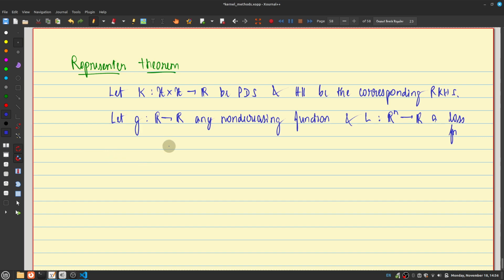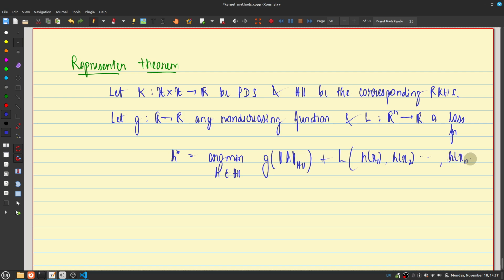So if I have an optimization problem which is of the following form, so I want to find argmin over all possible h in this RKHS, and the objective function takes the following special form. So it is G of the norm of h, the norm is of course the norm over the Hilbert space, plus any function that is of the form L of h of x1, h of x2, h of xn.